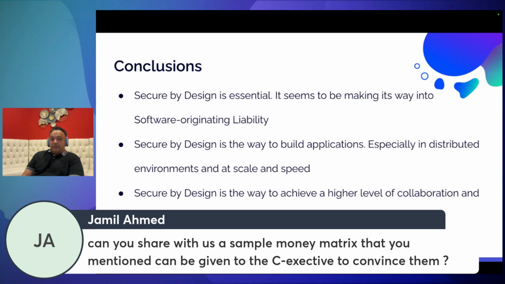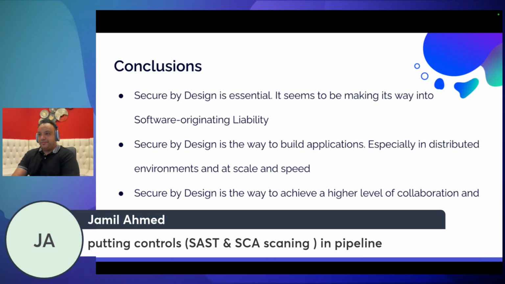This is the last question. Do you have a sample money matrix? No, I don't. Why don't you look at Octave? Octave is a risk assessment framework that gives you an impact analysis. That's kind of nice. You can probably take ideas from there.